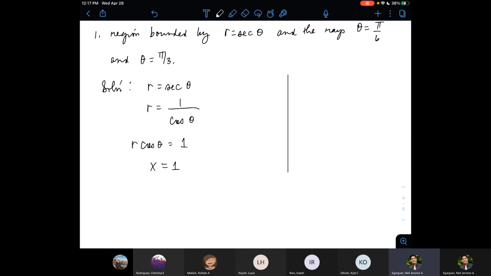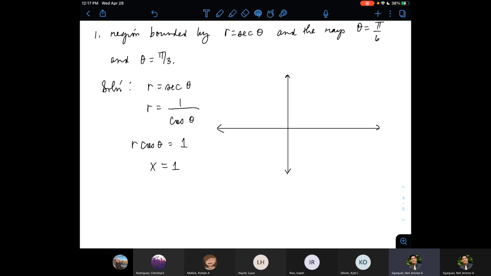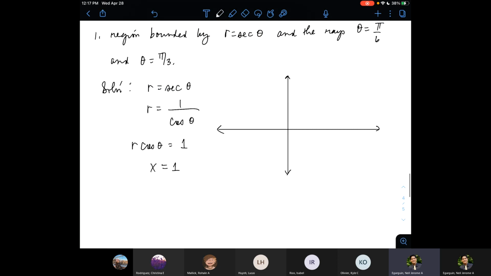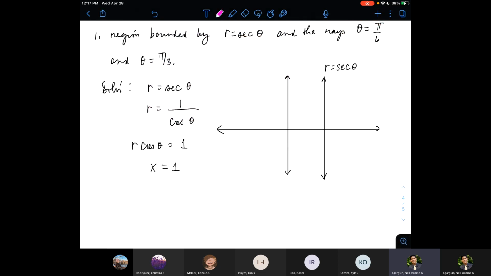So let me draw here some axis. There you go. Okay. Now, the graph is x equals 1, so that will go here. So this is the graph of r equals secant theta. And then we have the two rays. Theta equals pi over 6. So that's easy. So that will just be here. Okay. So this is theta equals pi over 6, assuming that this is pi over 6 units. All right. That's how I found that line.